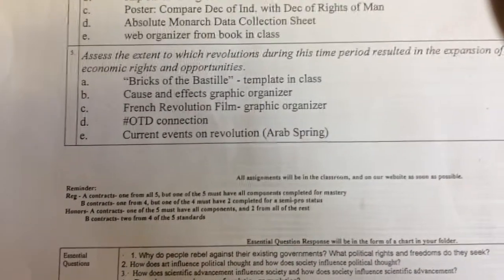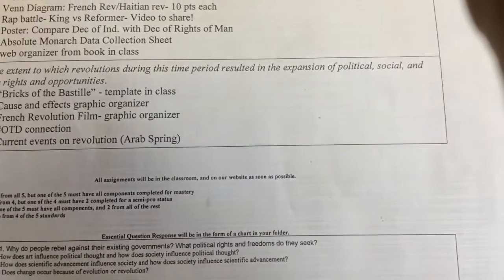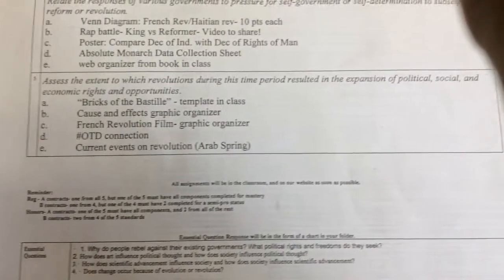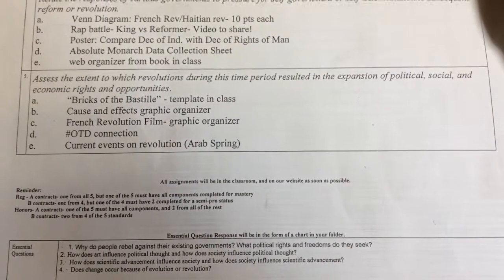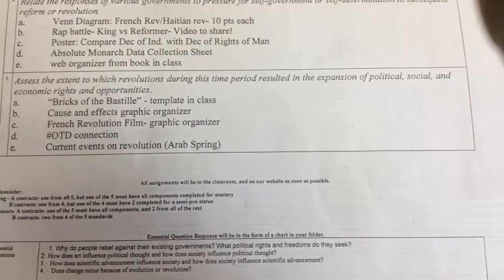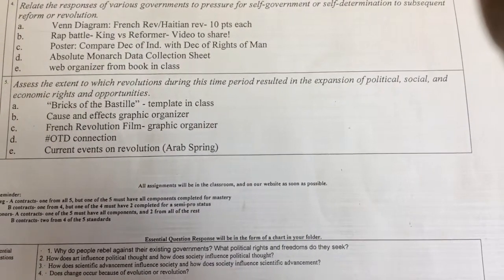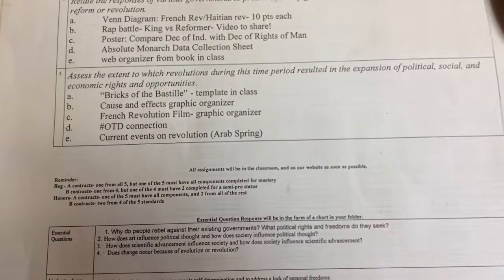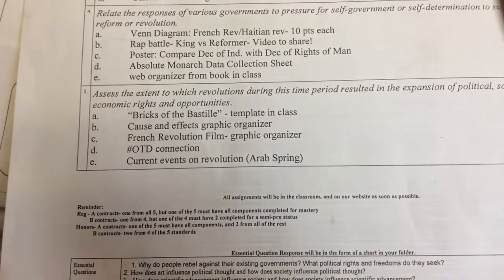So, Standard 5. Assess the extent to which revolutions during this time period resulted in the expansion of political, social, and economic rights and opportunities. So, political, think politics, power, laws, right? Voting rights, all those sorts of things. Social deals with society and groups of people. And economic deals with money, jobs, resources, all those sorts of things. So you have 5 options.